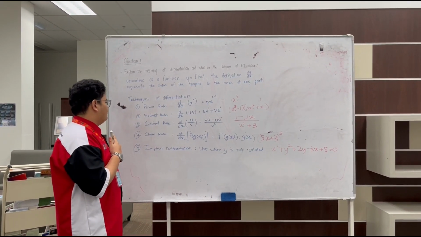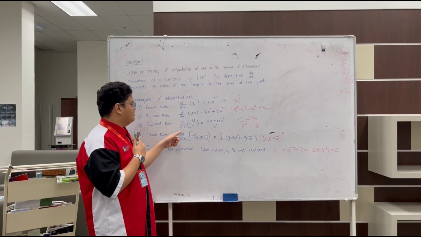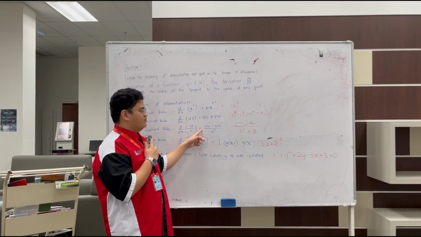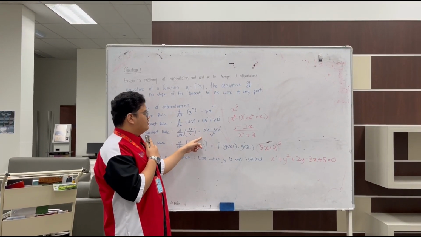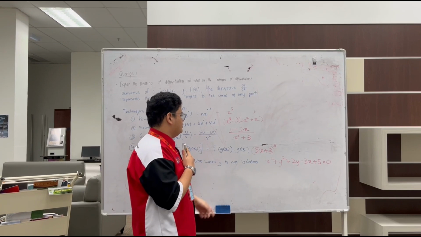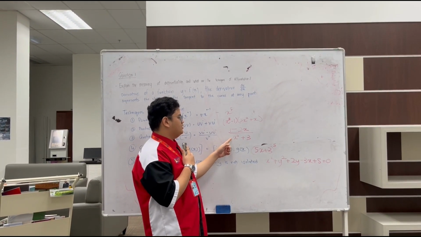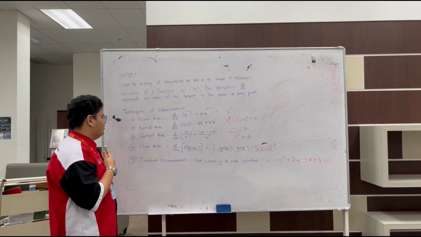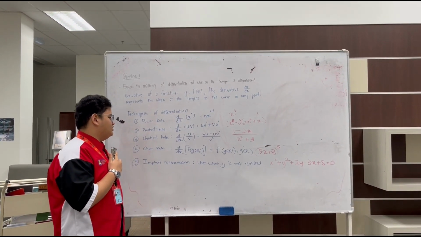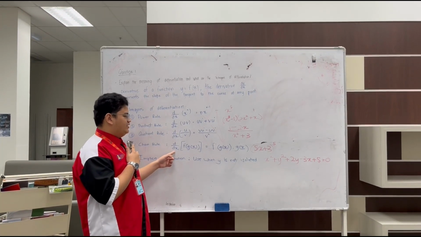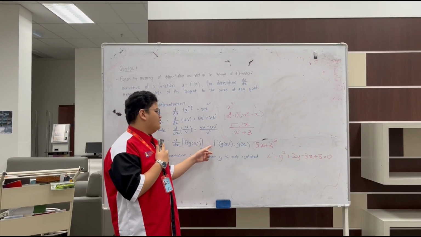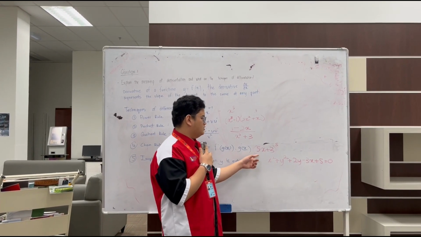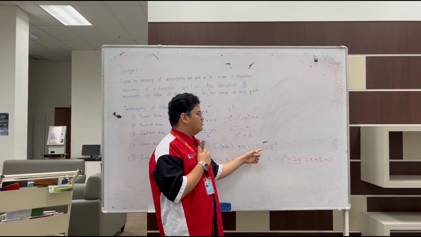The third one is the quotient rule: d/dx of u over v is equal to (v u' minus u v') over v squared. An example is (1 minus 2x) over (x squared plus 3). The fourth one is the chain rule. These are the formulas for the chain rule: d/dx of f(g(x)) is equal to f'(g(x)) times g'(x). For example, (5x plus 3) to the power of 5.